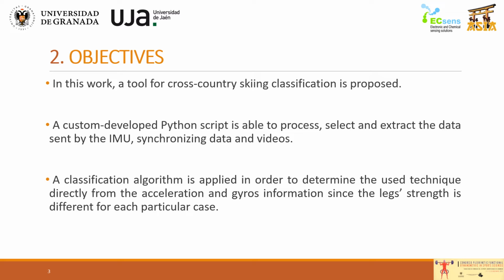For this purpose, a Python script has been developed to process, select, and extract the data sent by the IMUs and synchronize it with the videos, providing different sets for different cross-country skiing techniques. After that, a classification model receives as input the 3-axis information from the accelerometer and the gyroscope to determine the used technique, based on the fact that leg's strength is different for each technique.